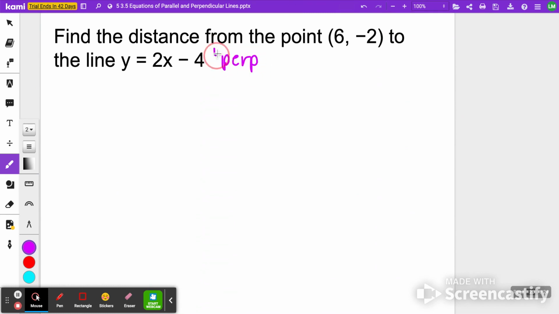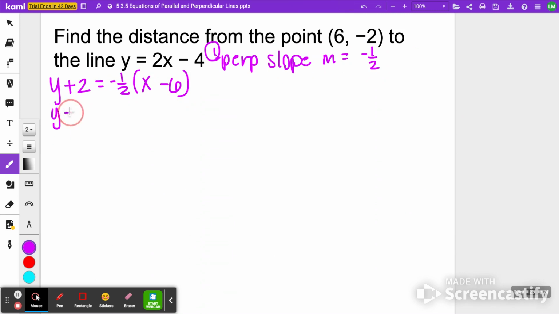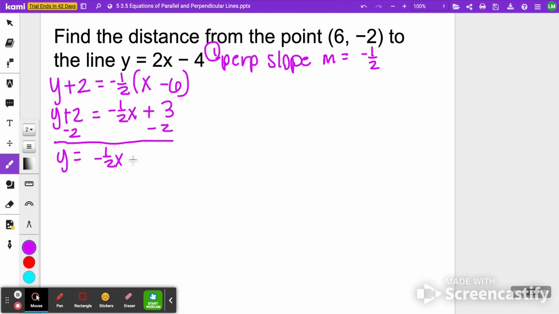Perpendicular slope is first. Step 1. Perpendicular slope would be m equals -1/2. Okay, so let's do my point slope form. Y minus -2 would be y plus 2 is equal to -1/2 parentheses x minus 6. Okay, let's distribute. I get -1/2 x plus 3. That is now ready to solve for y. Subtracting 2 from both sides, y is equal to -1/2 x plus 1. This is my new equation.